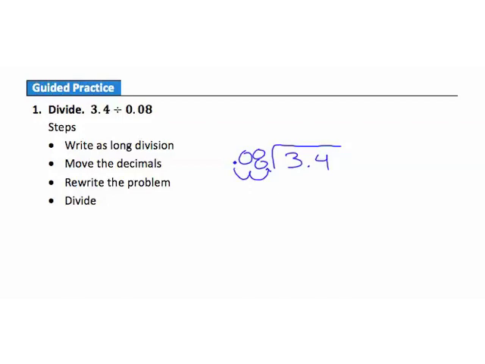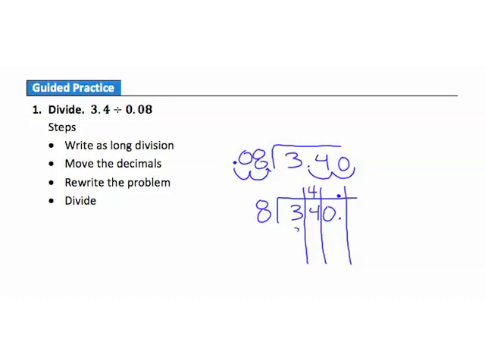Now, since I moved the decimal on the outside 2 places, I'm going to move the decimal on the inside 2 places. And that's going to require me to add a 0 there. So when I rewrite this problem, I'm going to have 8 into 340. I'm going to put the decimal at the end, bring it up to the top, and now we'll start dividing. 8 doesn't divide into 3, but it will divide into 34. And 8 goes into 34 4 times.